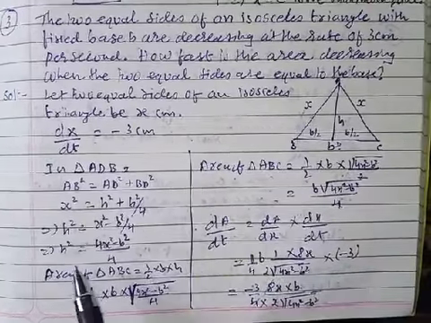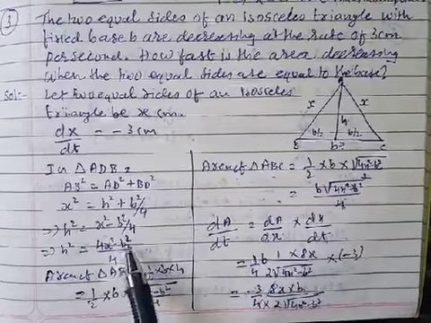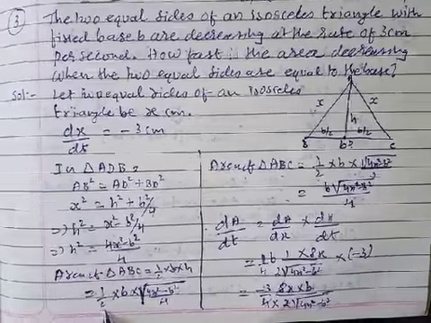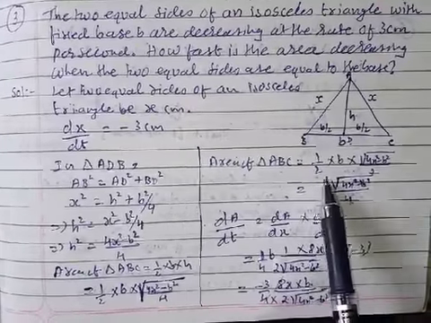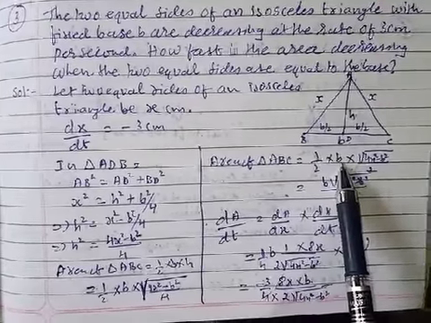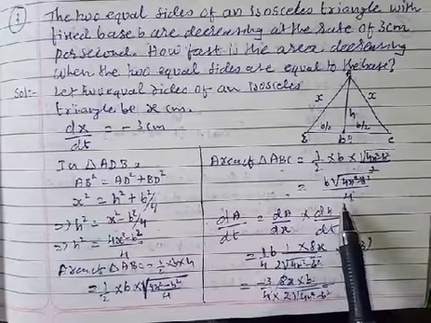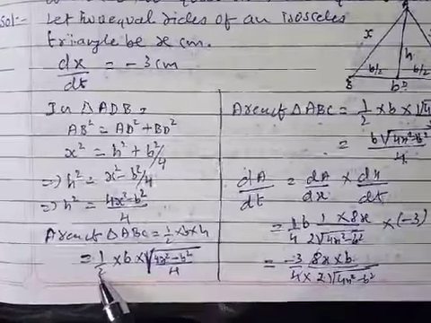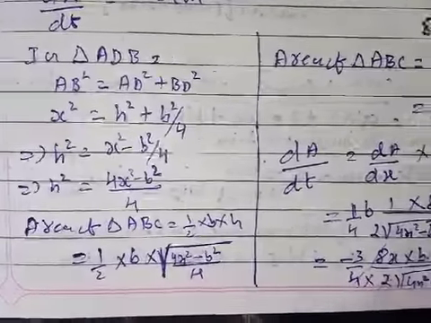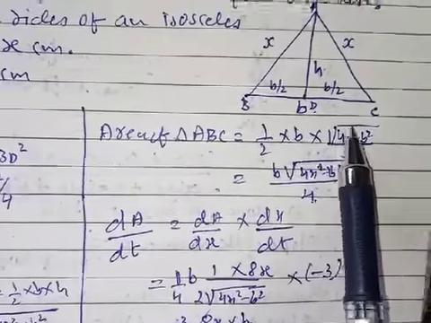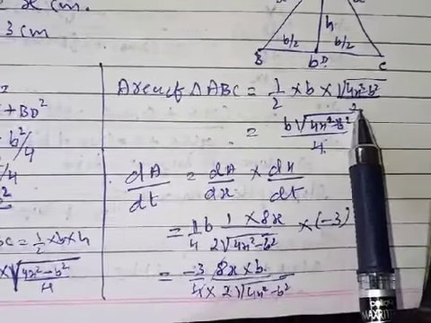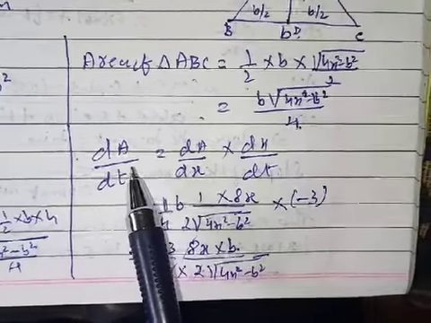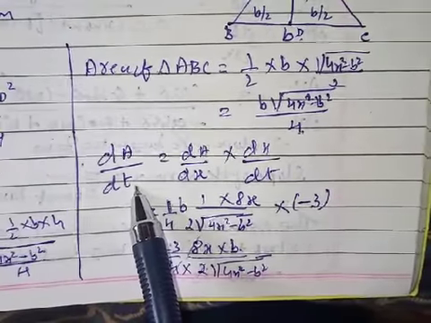So according to the Pythagoras theorem, we will get h square is equal to x square minus b square upon 4. So the area of the triangle is half base into altitude, so half b into h. So the area of the triangle becomes, b is substituted, the value of h is substituted, simplify it, you will get root of 4x square minus b square upon 2, so 2 into 2, 4 it becomes. Now what we have to prove is that the area is decreasing fast. So dA by dt, but we don't have dA by dt.